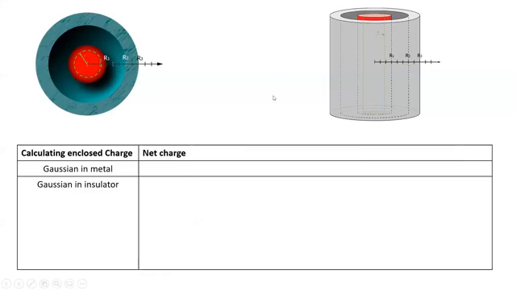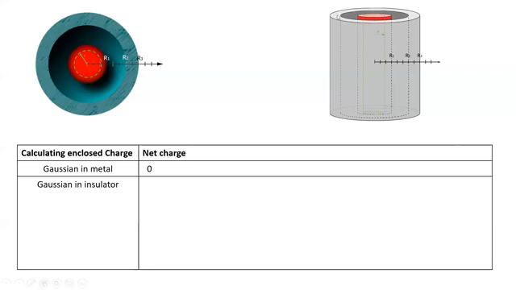Calculating the enclosed charge: if your Gaussian pillbox falls within a metal, so here I have the Gaussian pillbox drawn inside the sphere, if that sphere is metal, then there's no net charge. Or let's say the Gaussian pillbox goes out here in this outer shell. If that shell is metal, then it would be zero net charge. Same thing for the nested cylinder. If this inner cylinder is metal and the Gaussian pillbox is contained inside that metal, then it would be zero net charge.